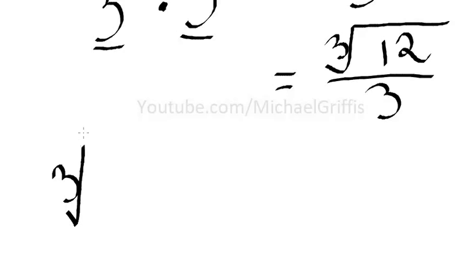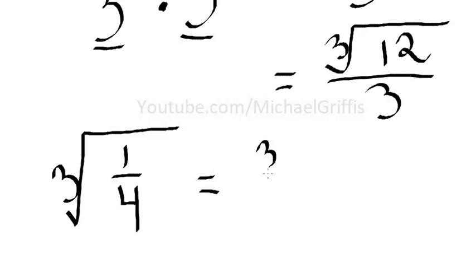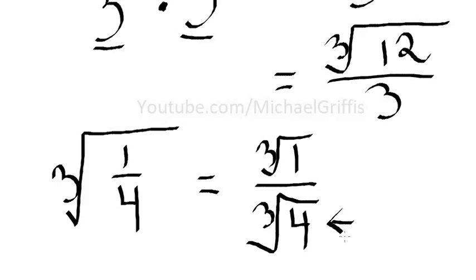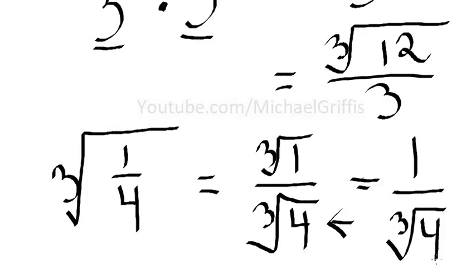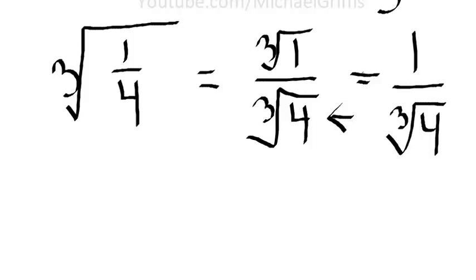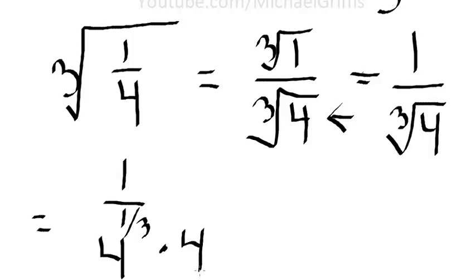What about if I had 3 roots of 1/4? So this would be written as 3 roots of 1 over 3 roots of 4. But we want to get this radical out of the denominator. 3 roots of 1 is just 1. Somehow we've got to get that radical out of there. So I'm going to rewrite this as 1 over 4 raised to the 1/3 power. So multiply the bottom by 4 raised to the 2/3. But what you do to the bottom, you've got to do to the top.